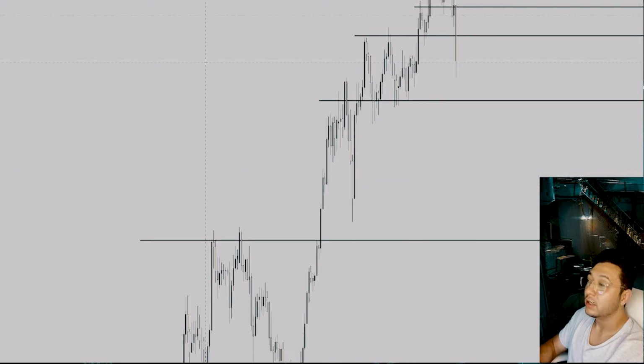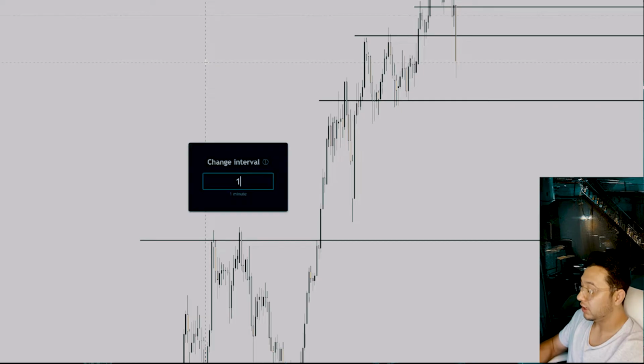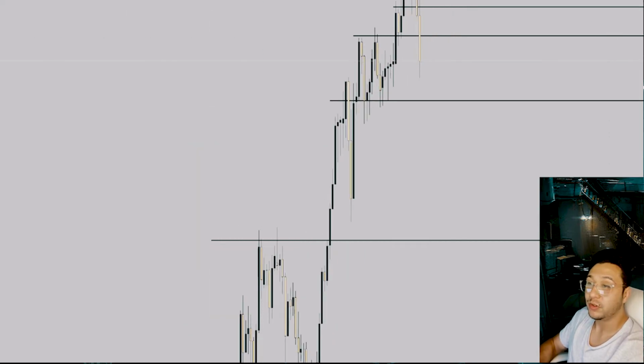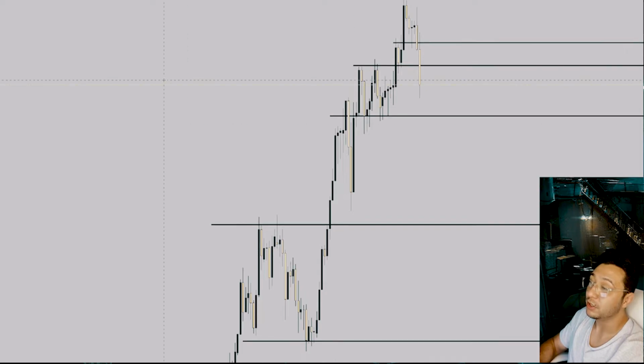Now, applying these technicals and everything is one thing, but understanding how to trade is a whole entire other thing. Because all I'm showing you right now is a way to identify which way the market is moving and identify whether something's bullish or bearish.